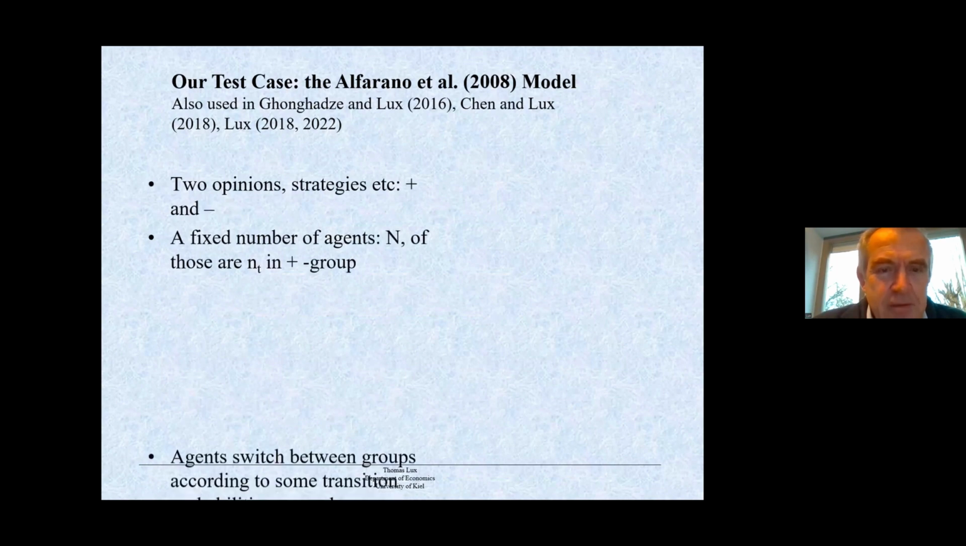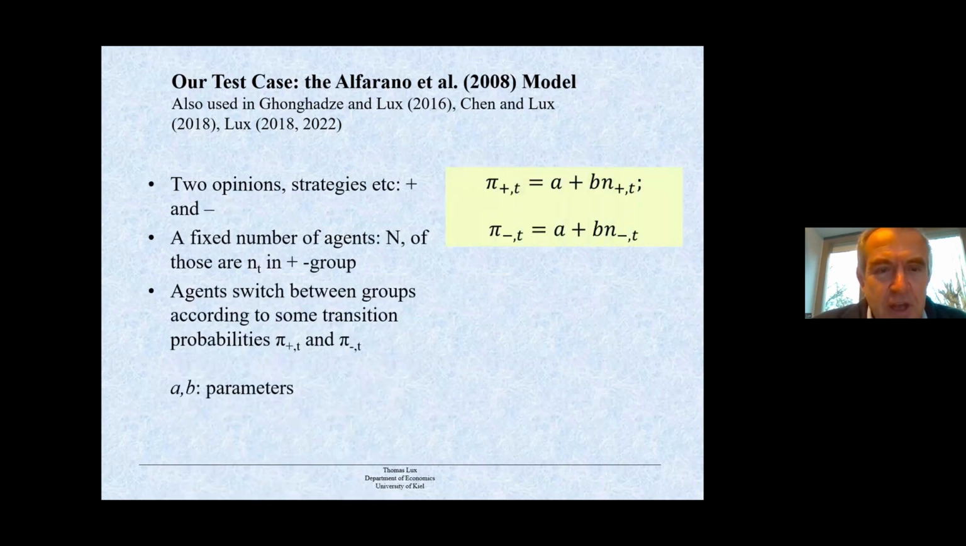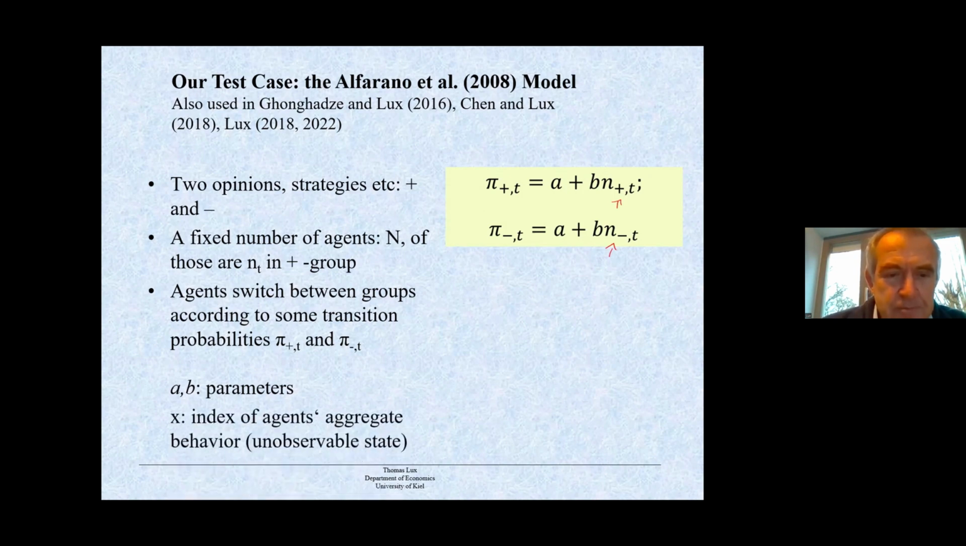It's one of these very simple agent-based financial market models. We have two opinions or strategies. We have optimists or pessimists. The optimists and pessimists are allowed to switch to the other group. So a pessimist might become an optimist with a probability pi plus at time t, and vice versa with pi minus at time t. That's depending on the number of optimists and the number of pessimists. So it's relatively pure herding behavior. A is a parameter for idiosyncratic changes, and B for the influence of herding behavior.